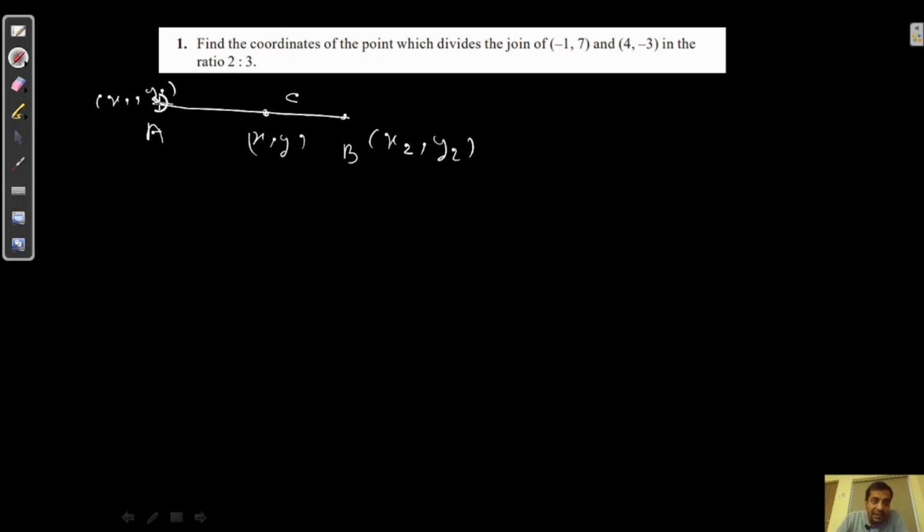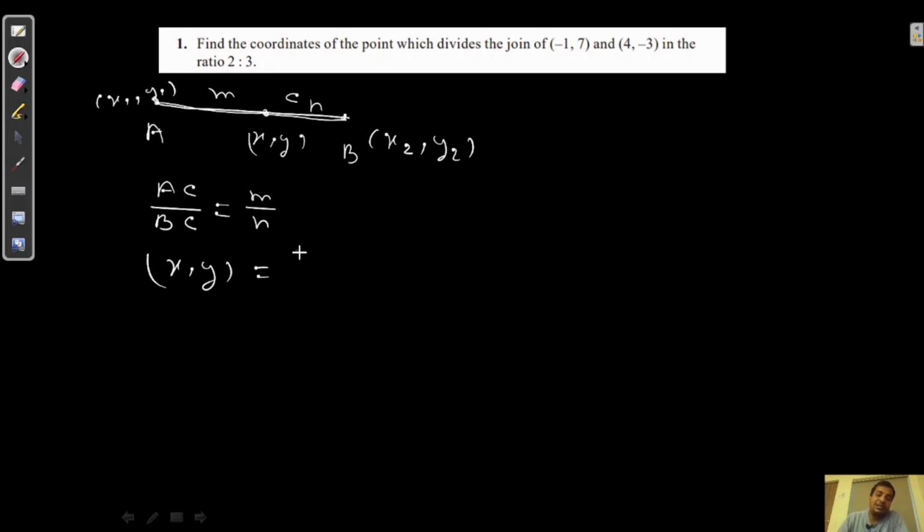We find the distance between A and C, and the distance between C and B, meaning we have found AC and we have found BC. When we find the ratio of AC and BC, it comes out as m ratio n. So I am saying point C is dividing the line segment in the ratio m:n. Then what is the value of x comma y?